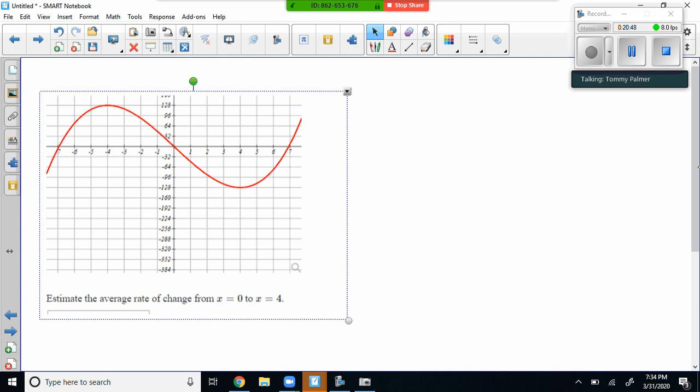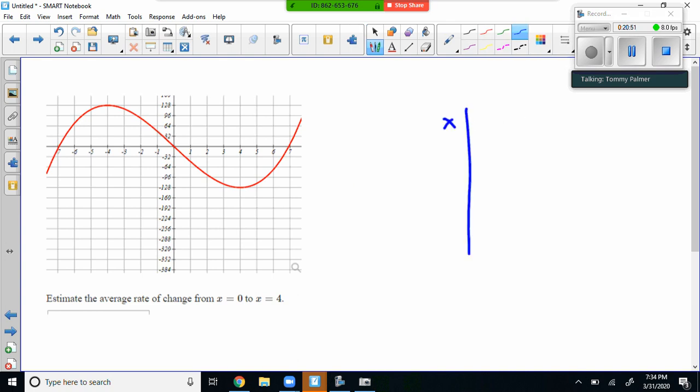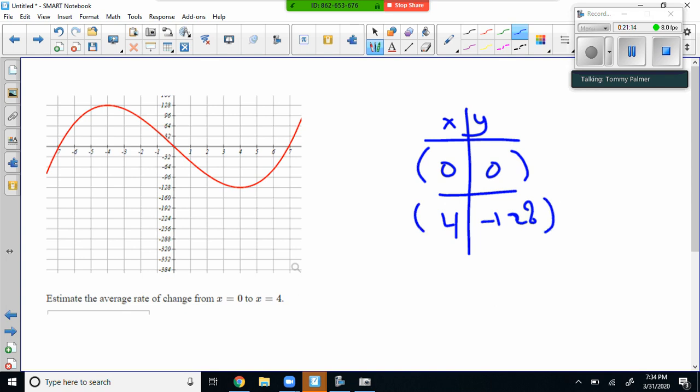All right. So basically what you're doing is, these are X values. So at 0, what's your Y value at 0? 0. At 4, what's your Y value? Negative 128. So there's your ordered pair, right? These are basically ordered pairs. And then you could do y2 minus y1 over x2 minus x1, right?